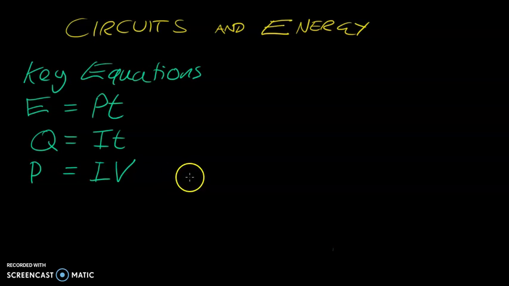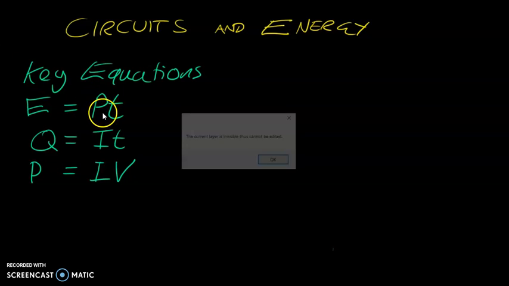So we've got some equations. We're just looking at 3 simple equations today. That's all we're going to deal with. So E equals PT, which means energy equals power times time. No times symbol in between P and T. It's an assumption in maths that when you have 2 letters side by side, that means they are multiplied. You might sometimes see a dot in between.